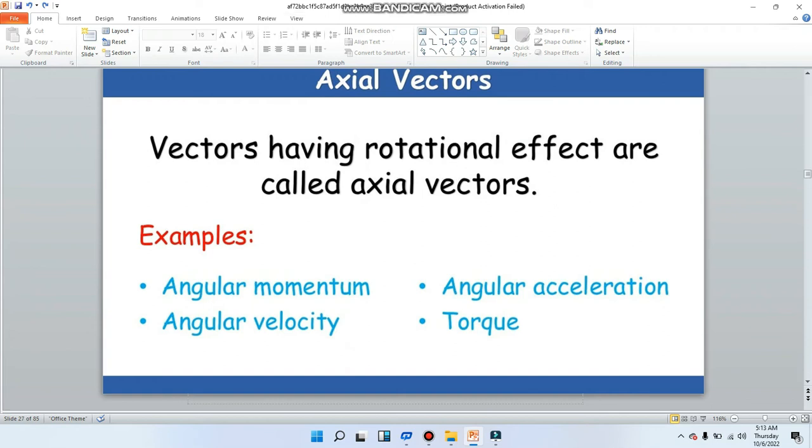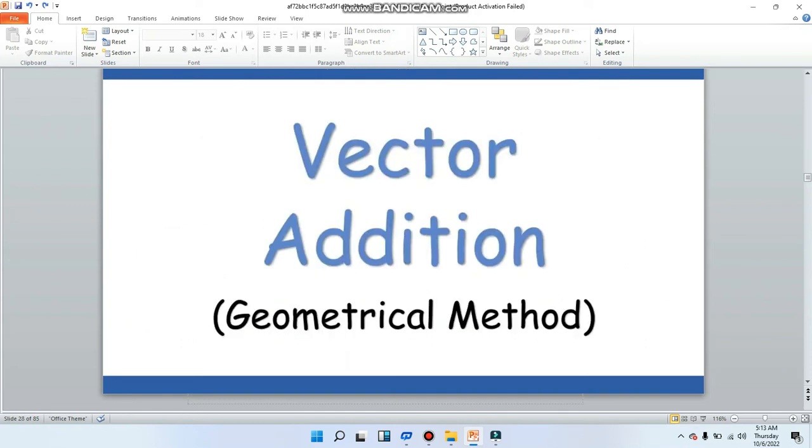The next one is axial vectors. Vectors having rotational effect are called axial vectors. For example, angular momentum, angular acceleration, angular velocity and torque. They have rotational effects. That's why they are called axial vectors.